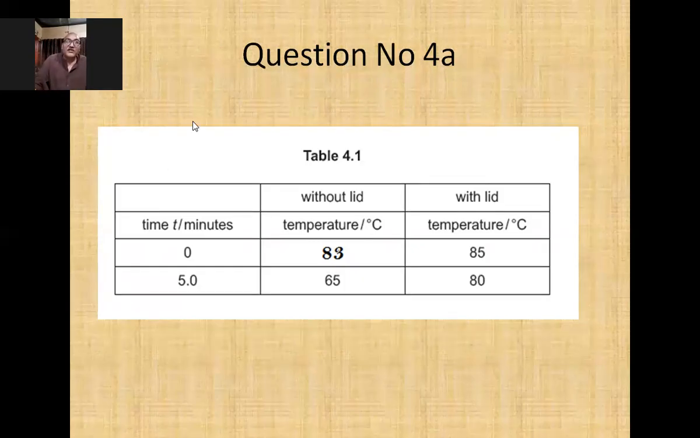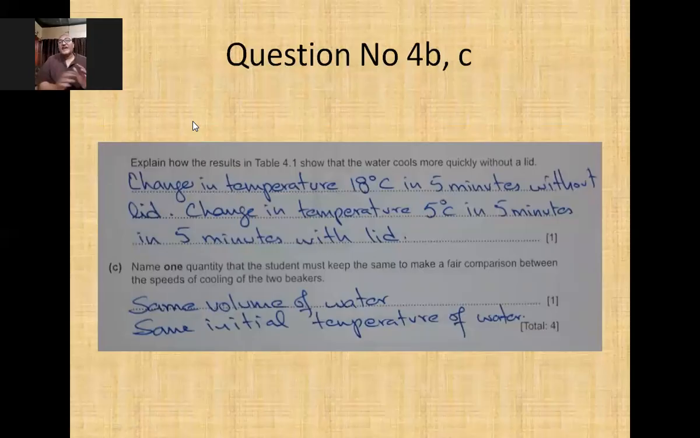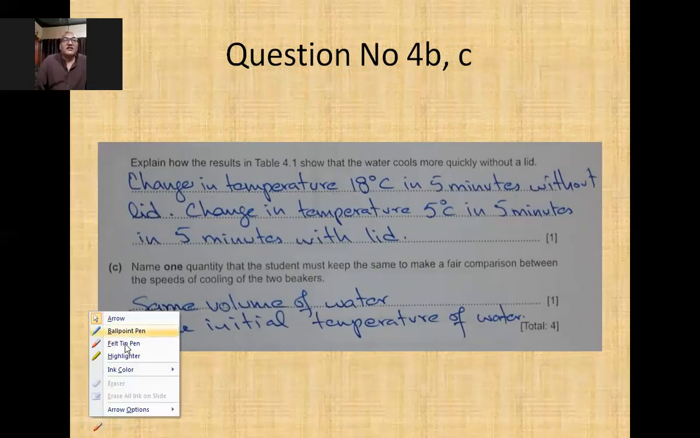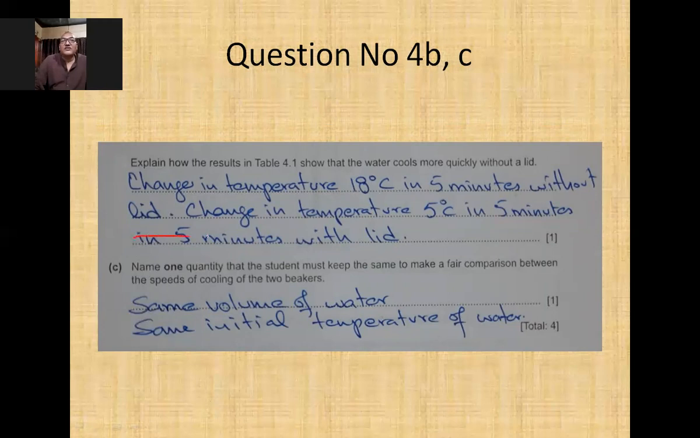So let me show you. I have tried to write this. Okay. Change in temperature 18 degrees centigrade in 5 minutes without lid. Change in temperature 5 degrees centigrade in 5 minutes with lid. So you don't have to write this 2 times. So let me cut it. I just overdo this. You don't have to write this. Okay. So in 5 minutes with lid. So you can see without lid, the temperature drop is quick, is faster. The cooling rate is faster without lid.